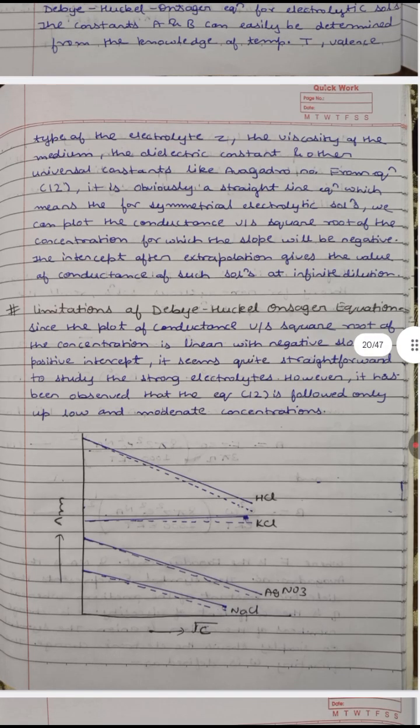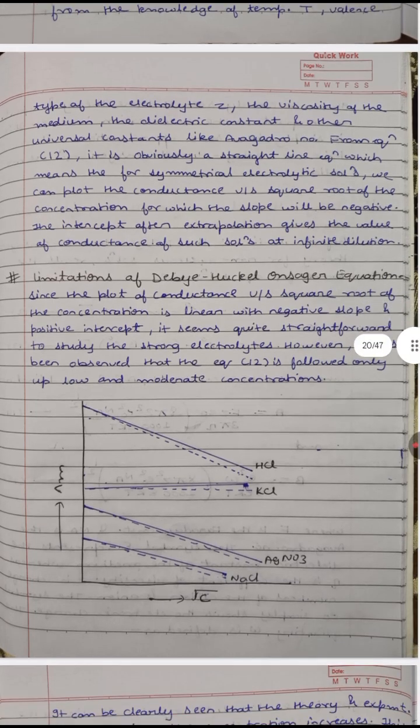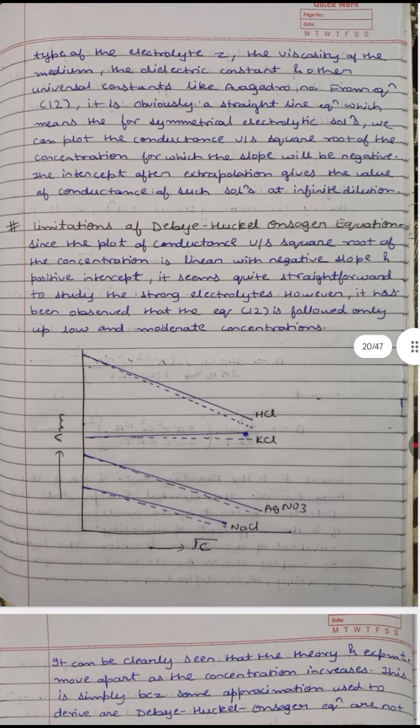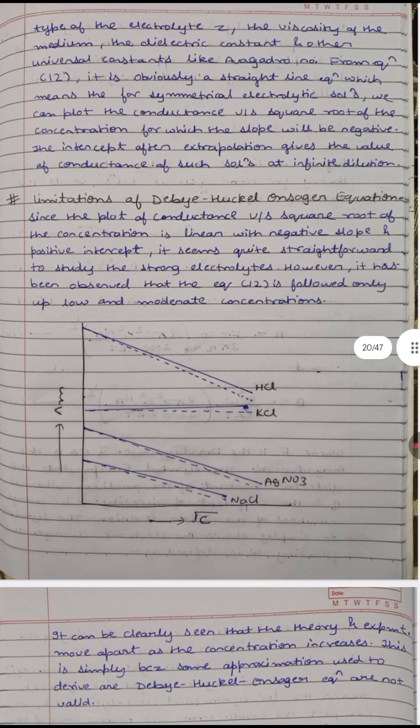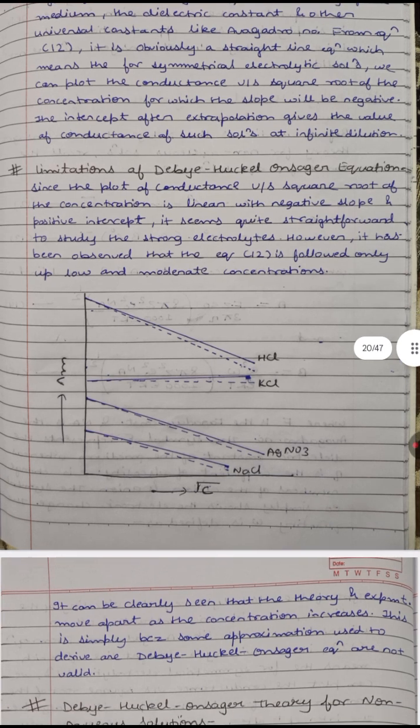The constants A and B can be easily determined from the knowledge of temperature, valence type of electrolyte Z, the viscosity of medium, the dielectric constant and other universal constants like Avogadro number.